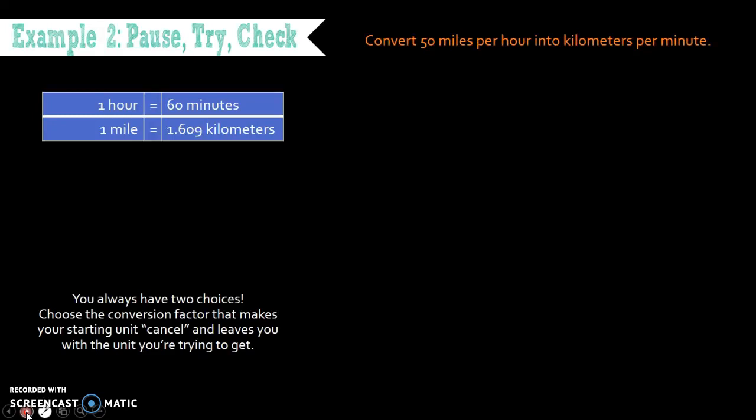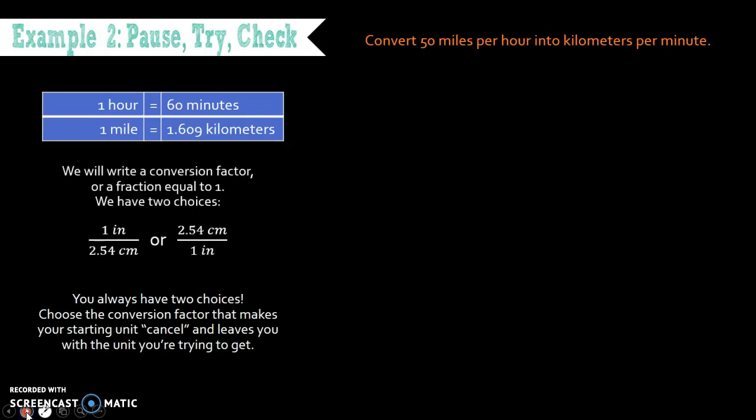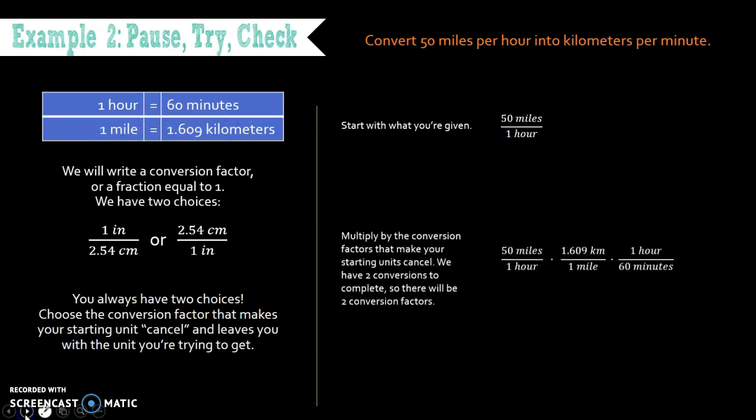Convert 50 miles per hour into kilometers per minute. We have two conversions going on in this problem. We have to switch hours into minutes, and we also have to switch miles into kilometers. Obviously, those conversion factors are from the old example. I apologize. Ignore those right here. We're going to use the information in the table to do this problem. Let's start with what we're given. We're given 50 miles per hour, 50 miles over 1 hour.